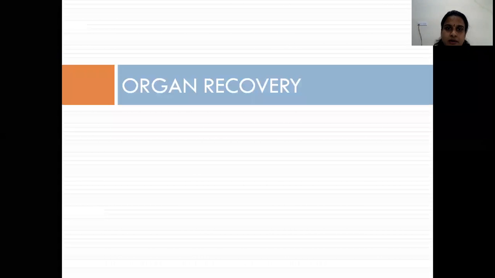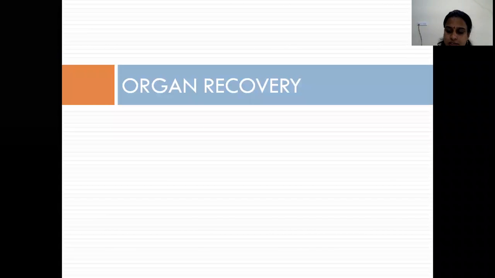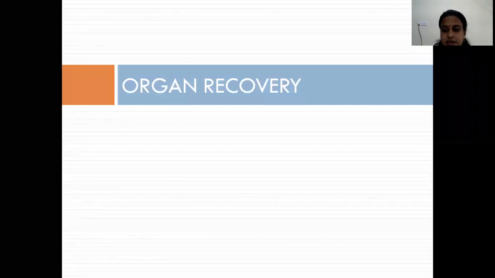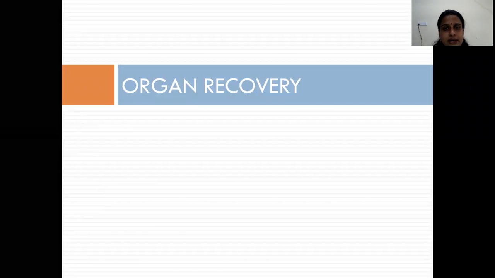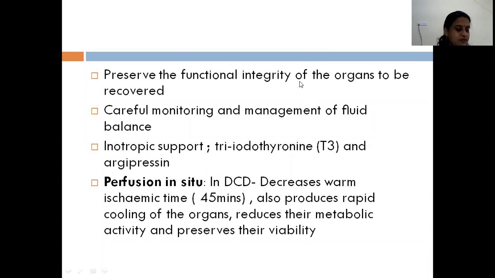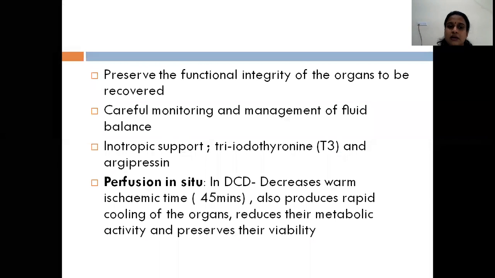Next, we have seen how the donors are selected and how the donors are prepared. Now, how do you recover the organs from either the live or dead donors? So what is the main aim? We have to preserve the functional integrity of the organs that have to be recovered, so the organs recovered have to be functioning to the maximum extent possible.